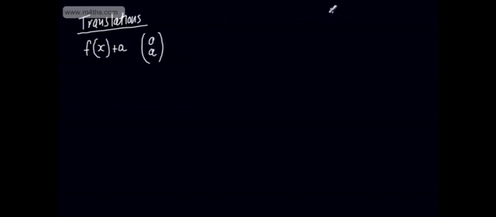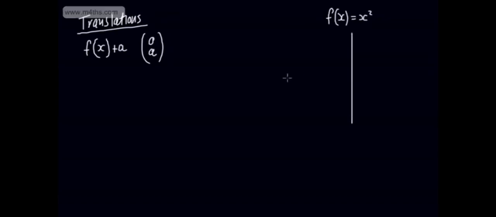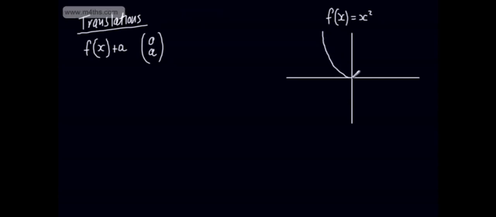Let's take a function. Let's say f of x is equal to x squared. This gives us our standard parabola with the minimum point at the origin, or if you like, the vertex at the origin. It opens upwards, and it will look something like so. If we apply the translation f of x plus a, we're simply going to move this up or down the y-axis.